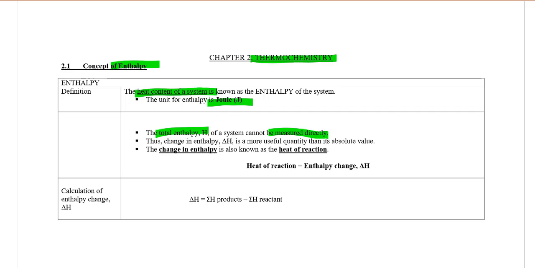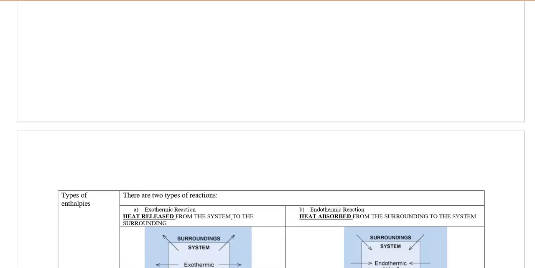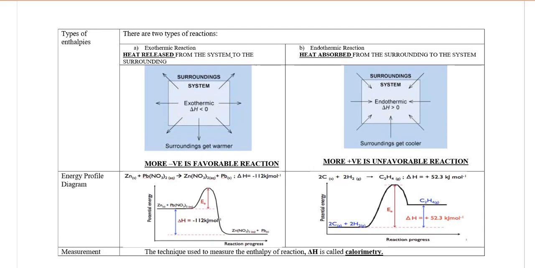But we are interested in change in enthalpy, which is delta H. So delta H, also known as heat of reaction. So in general, how to find delta H is the summation enthalpy of product minus the summation enthalpy of reactant. Okay, next. So there are two types of reaction, exothermic and endothermic.